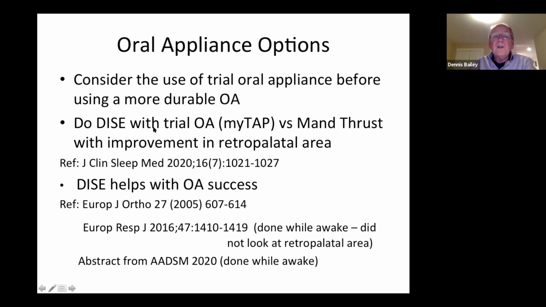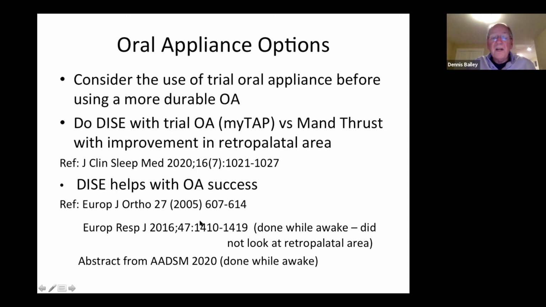You can do DICE with the trial oral appliance. They used MyTap in one study versus mandibular thrust with improvement in retropalatal. That was published in the Journal of Clinical Sleep Medicine in 2020 on this technique. The oral appliance, they felt, gave them a little bit of a more stable position as opposed to just arbitrarily moving the mandible with a thrusting procedure. And it may help with OA success.